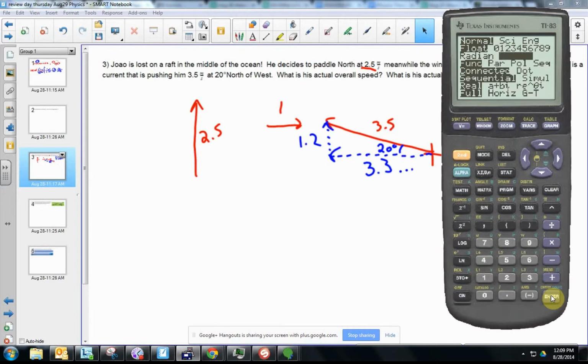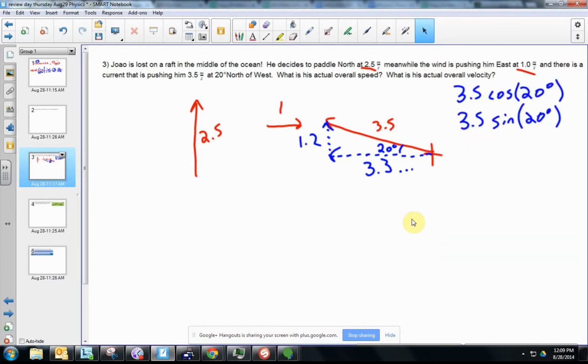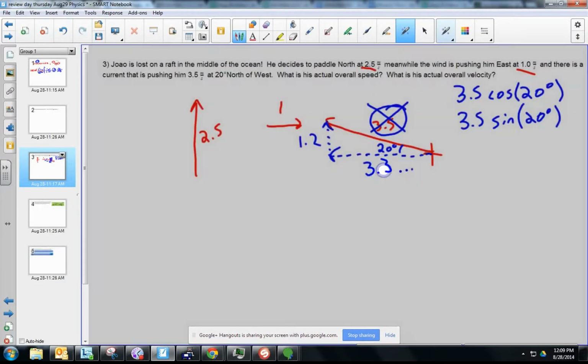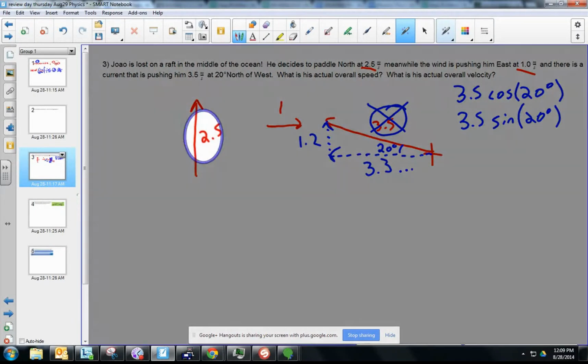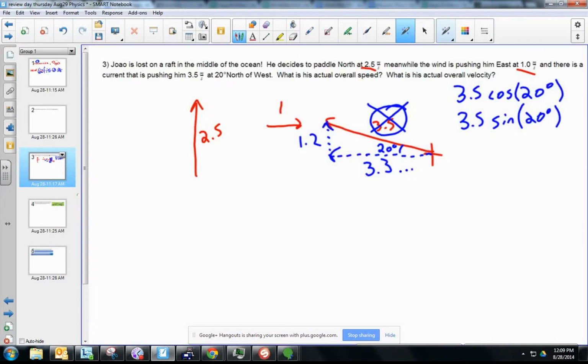So awesome. We've got 1.2 north, 3.3 west, and notice that now this 3.5, I'm not going to be using it anymore when I do the problem. Instead, it's more important for me to realize I'm going to use the 1.2, and I'm going to use the 3.3. I can use the 1 because it's on an axis line, and I can also use the 2.5 because it's on an axis line. But this 3.5 is dead to us now. We don't want to use it at all. Okay?